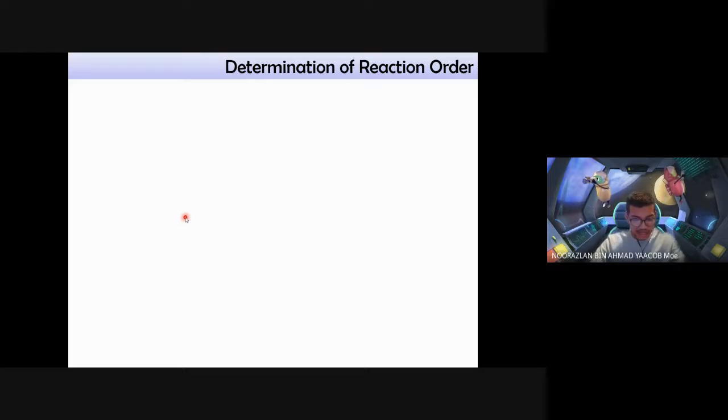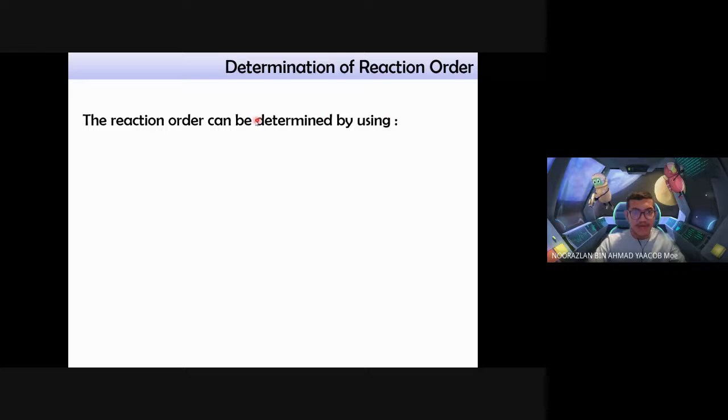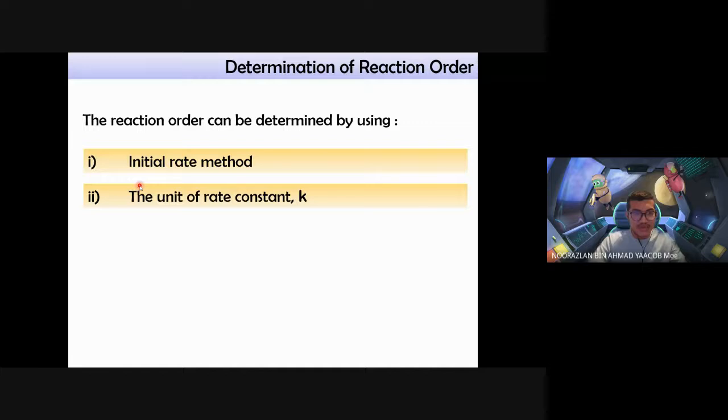Last Saturday, last lesson, kita dah proceed in the reaction order dan kita belum masuk this part. Cara untuk determine reaction order, there are two of it. The first one is what we call as initial rate method, and the second one is the unit of rate constant. Dan untuk the second one ni, we have seen sebelum ini on Saturday yang rate constant tu unit dia berbeza-beza kalau order of reaction dia berbeza-beza. We have gone all the way from zero order to second order pada hari Sabtu hari tu.